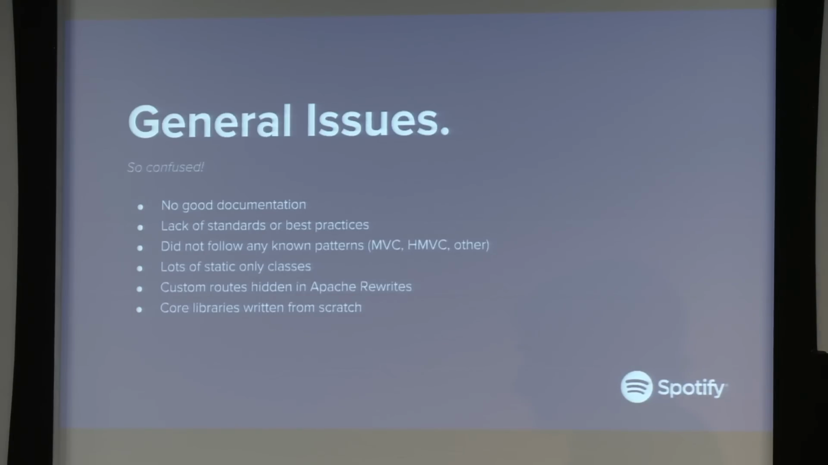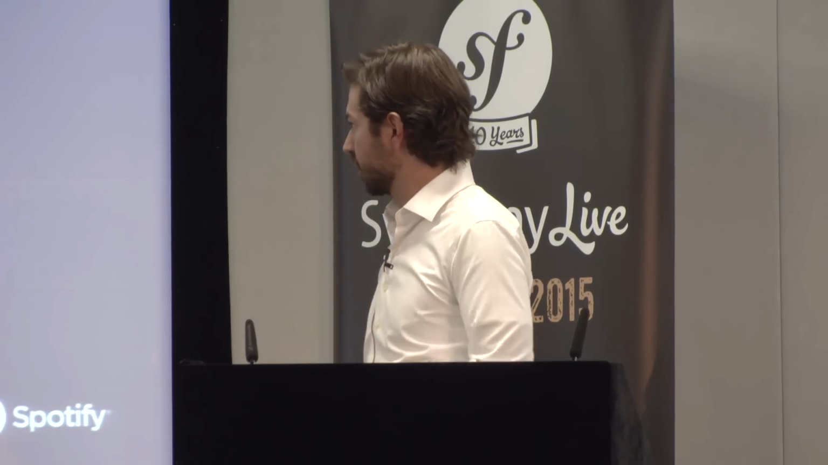So why would we want to change? Well, a lot of the general issues you might normally think of when it comes to legacy code. Horrible documentation, if there was any. There were no real standards or best practices. We had no real pattern we were following. It was a procedural type site. Lots of static classes, so almost none of the library classes or core classes were actually instantiated objects. They're purely static classes.